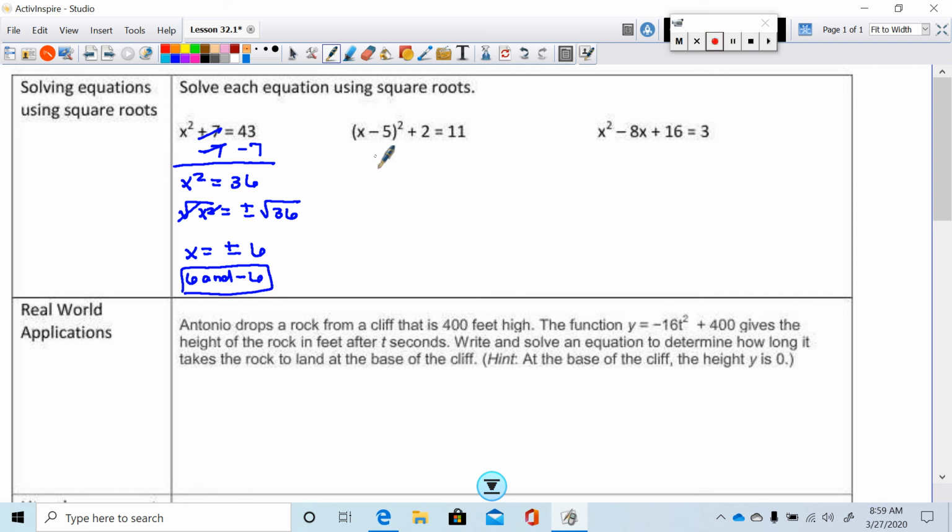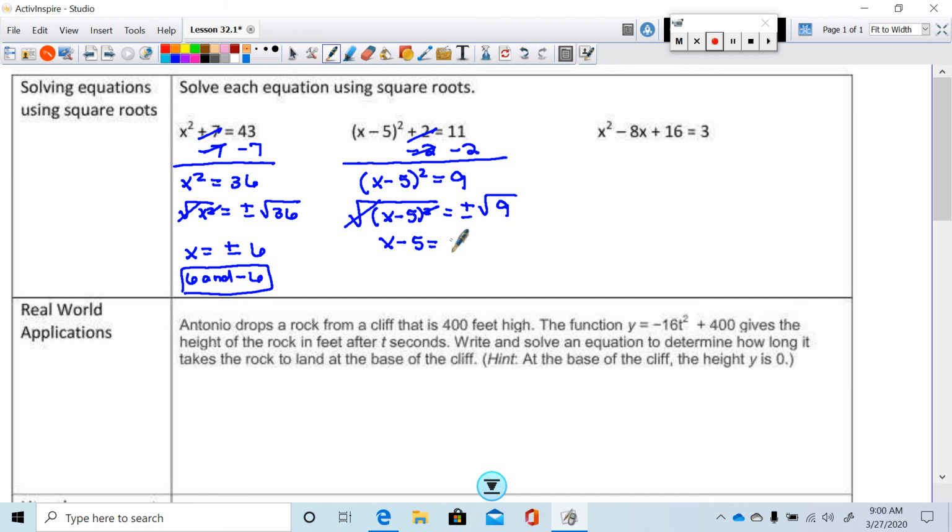Okay, so for this one, I am going to subtract 2 from both sides. So I'm going to get the quantity x minus 5 squared, opposites cancel, equals 11 take away 2 is 9. Okay, to get rid of a square, we have to do its opposite. The opposite of square is square root. So I'm going to take the square root of x minus 5 squared equals, when you do that, you do plus or minus the square root of 9. Opposites cancel. So I have x minus 5 equals plus or minus the square root of 9 is 3.